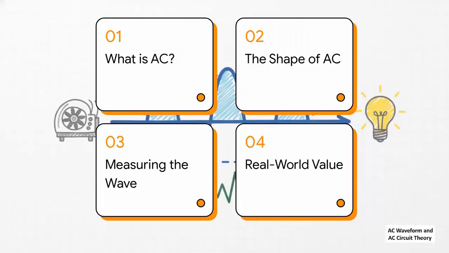Here's our roadmap. First, we'll cover the big question. What even is alternating current? Then we'll actually look at its shape. After that, we're going to get into how to measure its key features, and finally, we'll connect it all back to the real world and see why this actually matters for the power you use every day.